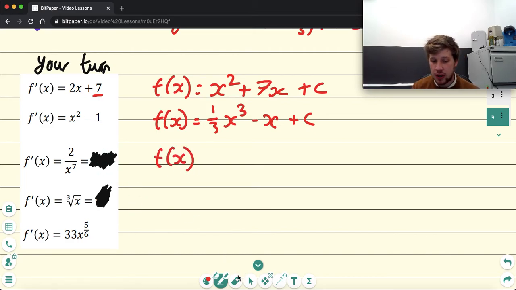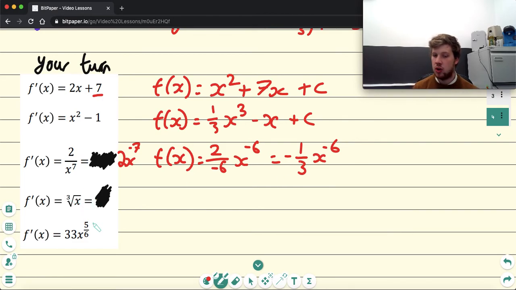In order to answer this question, the first thing I want to do is rewrite this as a form of something x to the power of n. So therefore I'm going to change this 2 over x to the 7 as being 2 lots of x to the negative 7. And then I can integrate this nicely by adding 1 to the power to make it negative 6 and dividing, so I get 2 over negative 6 x to the negative 6, which is obviously going to be negative a third x to the negative 6.